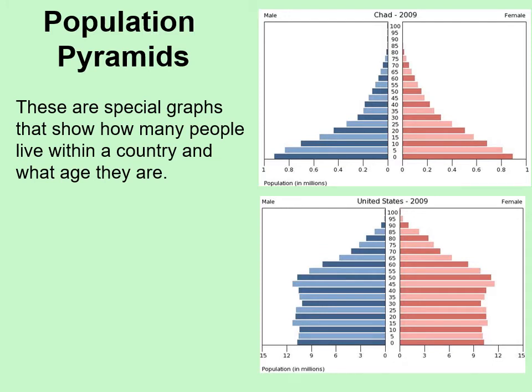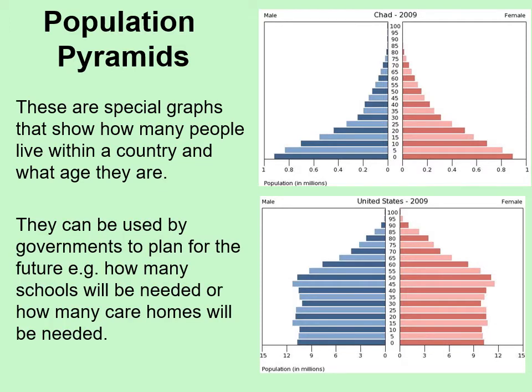Well, population pyramids are special graphs that show how many people live within a country and what age they are. So on the right of the screen here, we have two population pyramids, one for Chad and one for the United States. And population pyramids are really helpful for geographers and for governments because they give us an idea of how much of the population is young, how much of it is middle-aged or can work, and how much of the population is old. And this information can be used by governments to plan for the future. For example, they can work out how many schools they're going to need in the future, or how many care homes they're going to need in the future for elderly people.